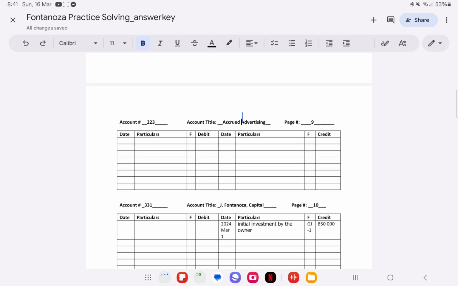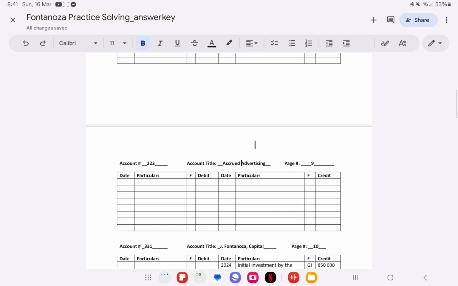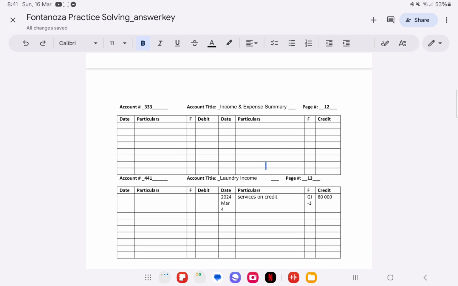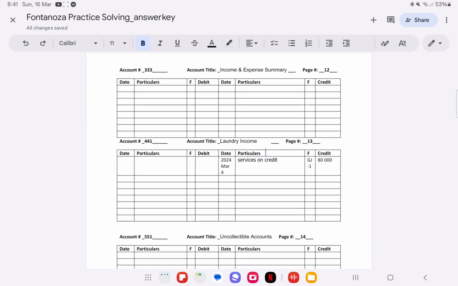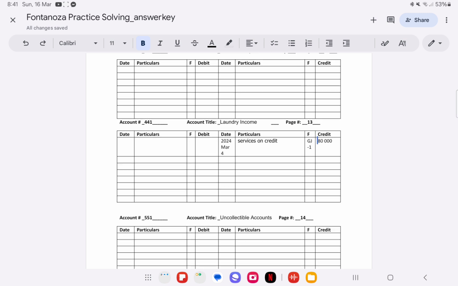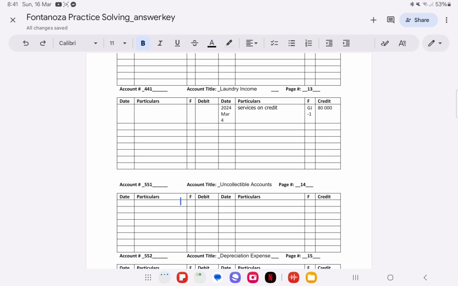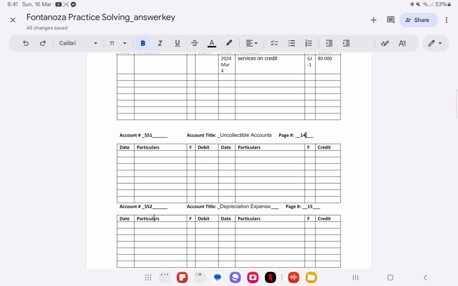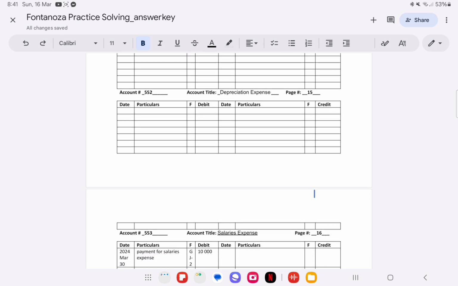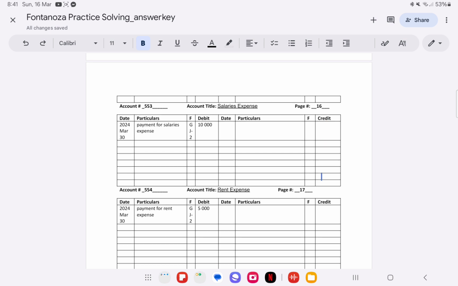I included already the accrued advertising, and we have income and expense summary 333, page 12; 441 laundry income, page 13; 551 uncollectible accounts, page 14; 552 depreciation expense, page 15, and so on.